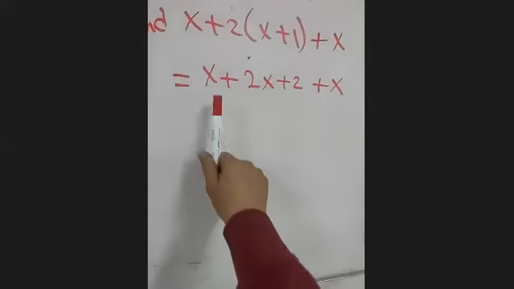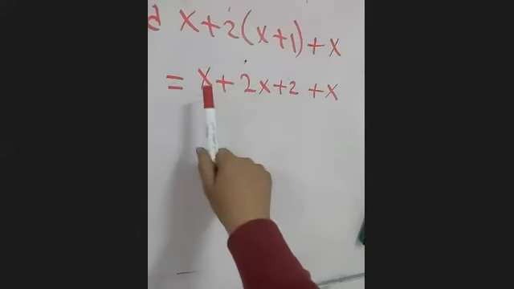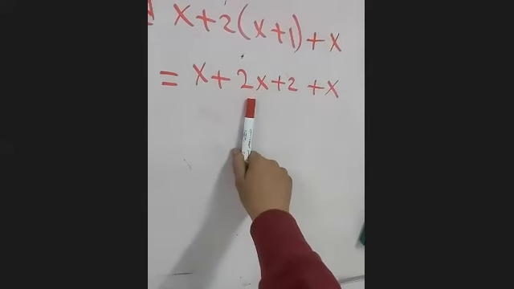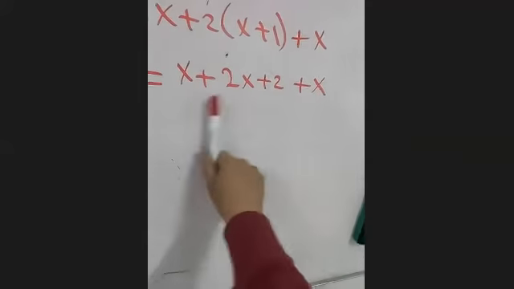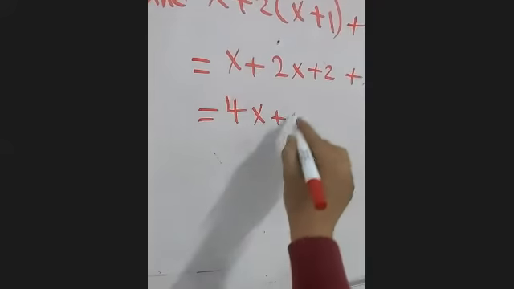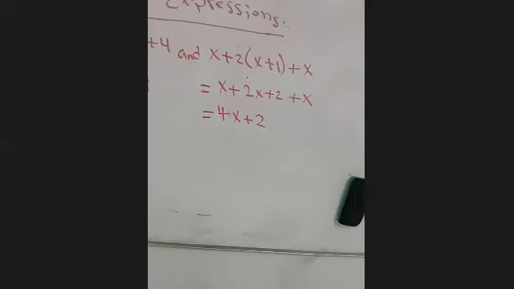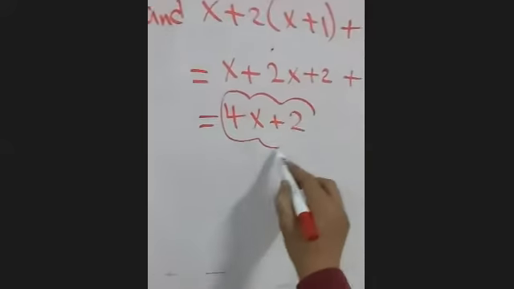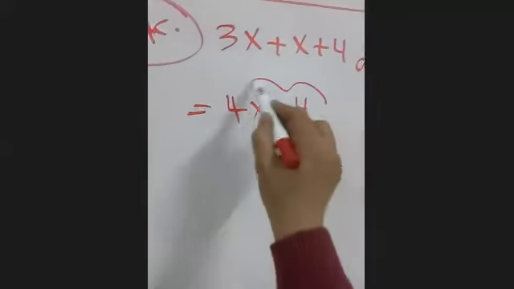Now I need to add the like terms. 1x plus 2x, 3x. 3x plus 1x, 4x. And 2 comes down. Now here I have 4x plus 2. And here I have 4x plus 4.